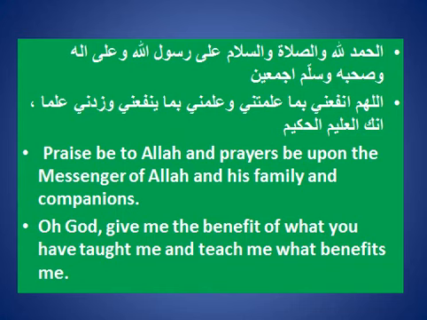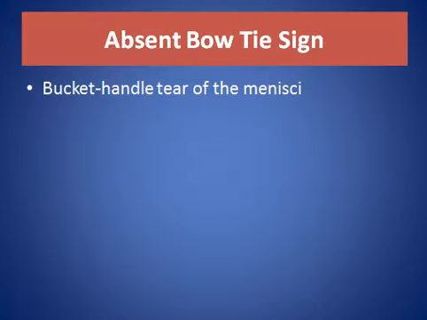My topic today, I will present here 3 signs of musculoskeletal regions and discuss these signs and what is the indicative diagnosis for each sign. The first sign is absent bow tie sign, and this will give the diagnosis of bucket handle tear of the menisci.